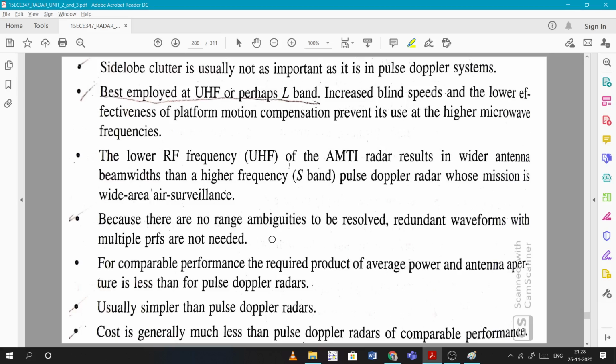For comparable performance, the required product of average power and antenna aperture is less than for pulse Doppler radars. It is usually simpler than pulse Doppler radars. Cost is generally much less than pulse Doppler radar of comparable performance.